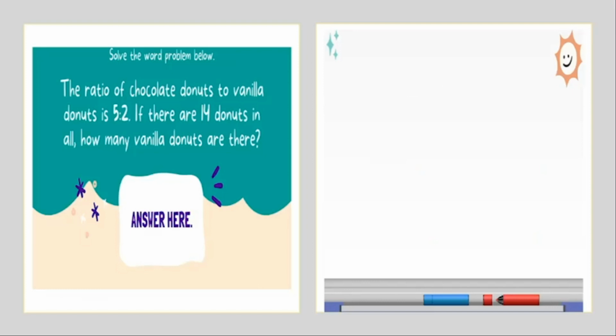Okay, let's have another example. The ratio of chocolate donuts to vanilla donuts is 5 to 2. If there are 14 donuts in all, how many vanilla donuts are there? Okay, so we are comparing here chocolate donuts to vanilla donuts. And their total is 14 donuts. Okay, the ratio of chocolate is 5 to 2.